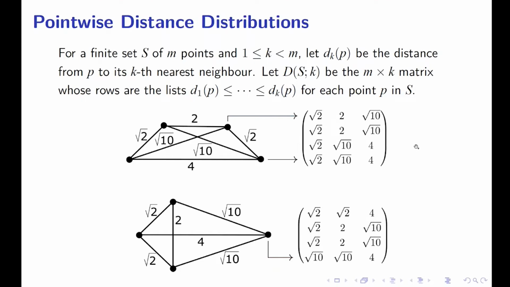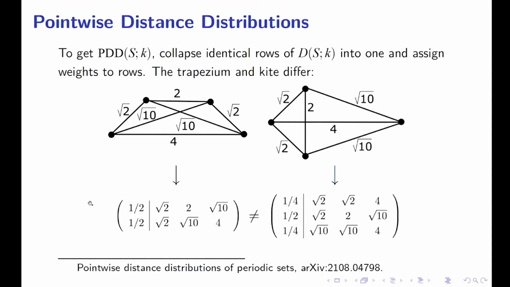And then after we've done that, there's one more step. So here is the PDDs of the set. After we've ordered the rows, we're going to collapse identical rows. So this doesn't do so much for finite sets, but it'll be important in the crystal case. So after we've reordered the rows, we look at if any rows are identical, and if we are, we merge them into one and give weights proportional to the number of appearances.